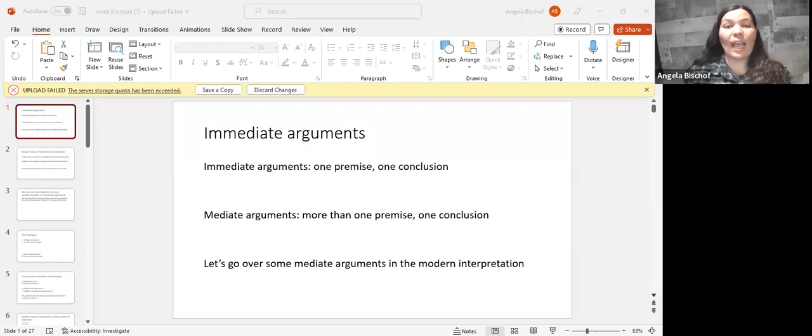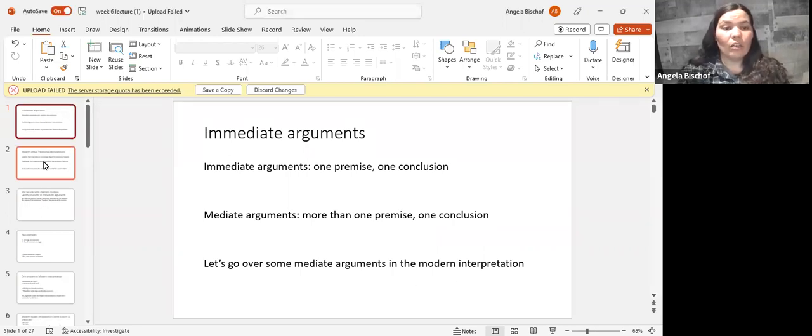When it comes to categorical logic, we're going to be evaluating categorical syllogisms. So that's two premises, both of them are categorical propositions, one conclusion, that's also going to be a categorical proposition. Later, when we start to do propositional logic, we'll be focusing entirely on mediate arguments, and they're most likely going to contain way more than just two premises. All right, so let's go over some arguments in the modern interpretation.